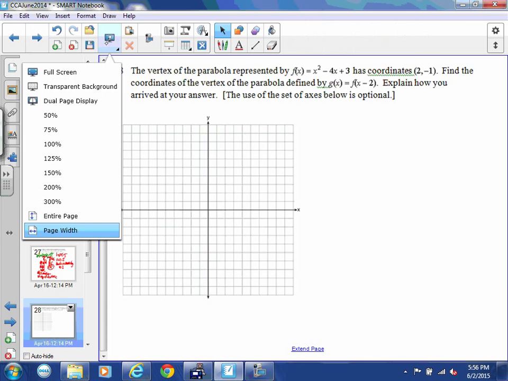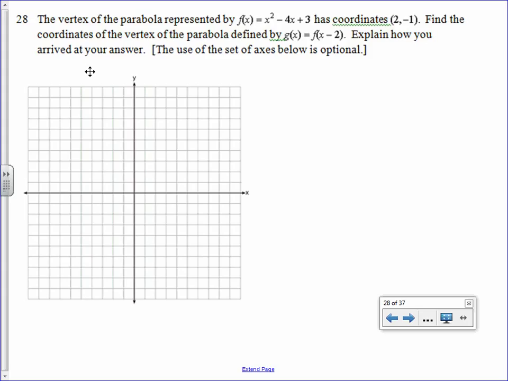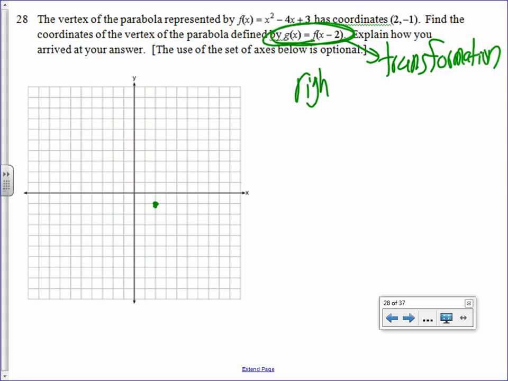The vertex of a parabola represented by the equation has coordinates 2, negative 1. That's the vertex. Find the coordinates of the vertex of the parabola defined by. Whenever you see this, it's a transformation of functions question. You need to know your rules. So when you're seeing something being added or subtracted, it's going up, down, left, or right. I'm subtracting from the x, so this is going right 2.